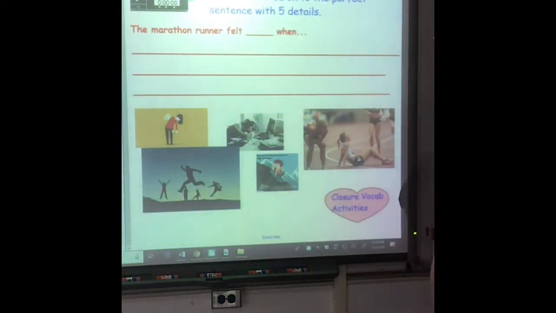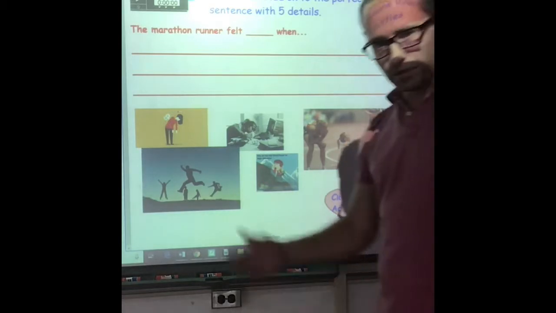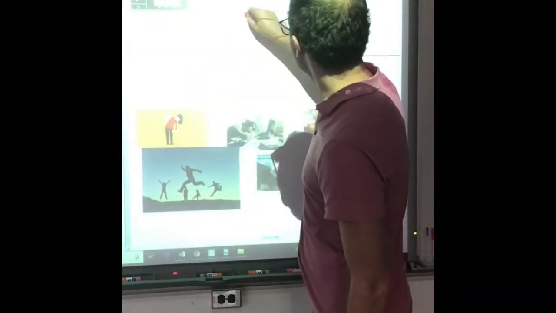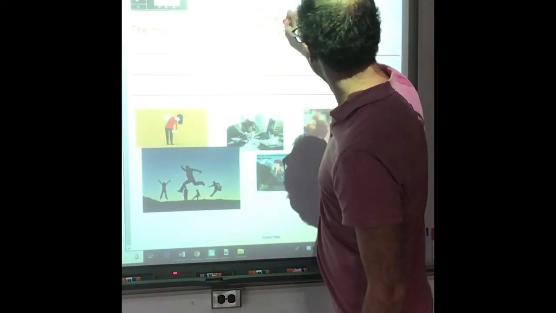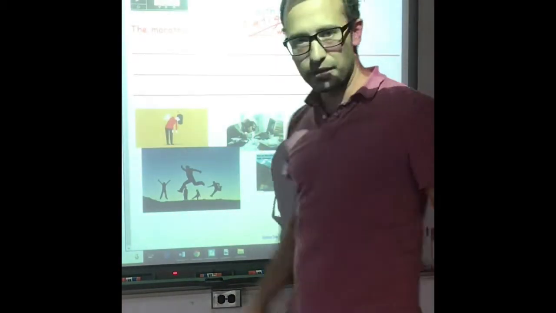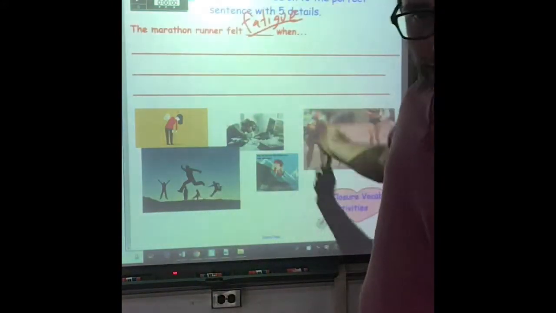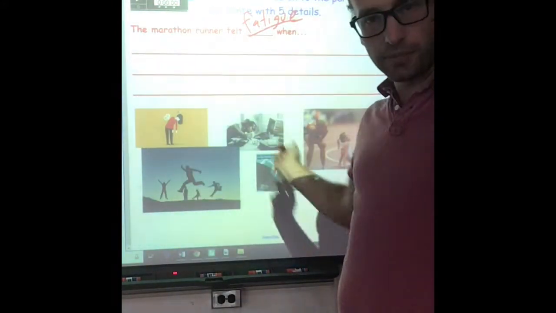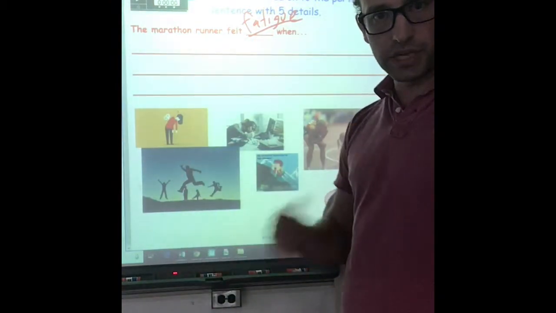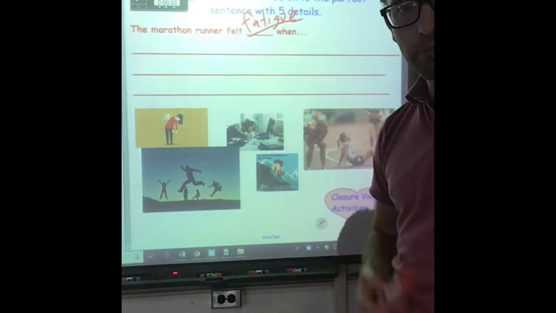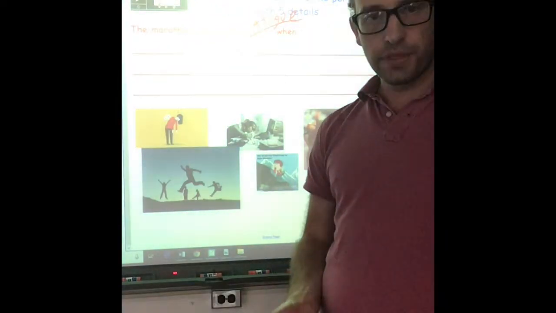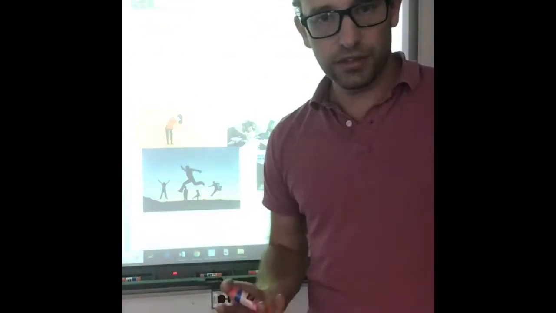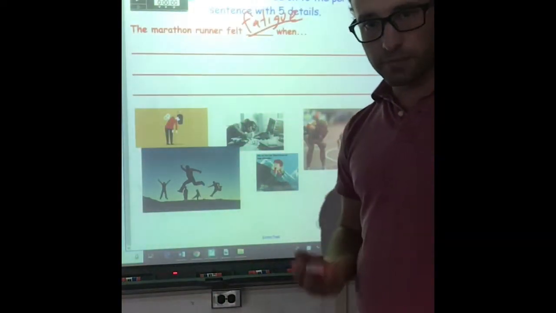The marathon runner felt blank when, and I would ask the class, what word ought to go there? Fatigue, so we would write that in there together. Fatigue. And we would underline it, right, because that's the term. And then we would look at our webs, and they could use these pictures to help them too if they were slow going during the rotation process. So I would consolidate them up here, provide a new picture for new context, and think, okay, what could we do to add details onto this sentence that show us what fatigue means?